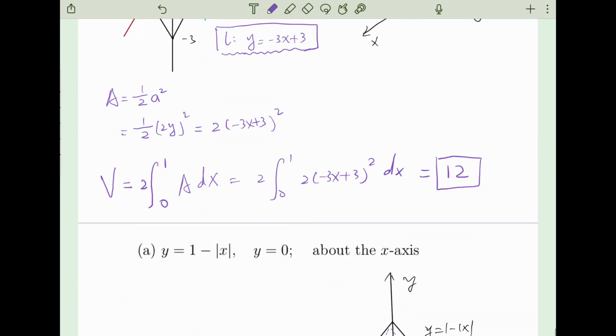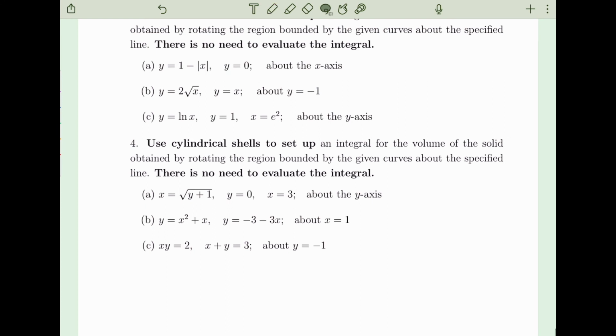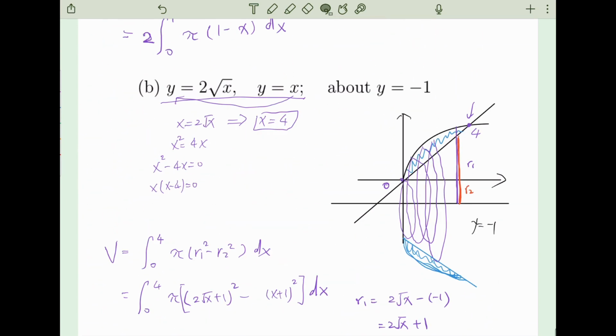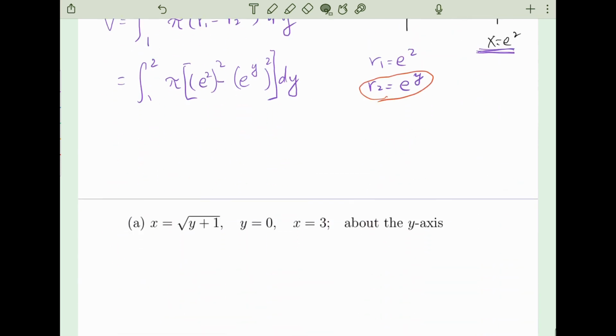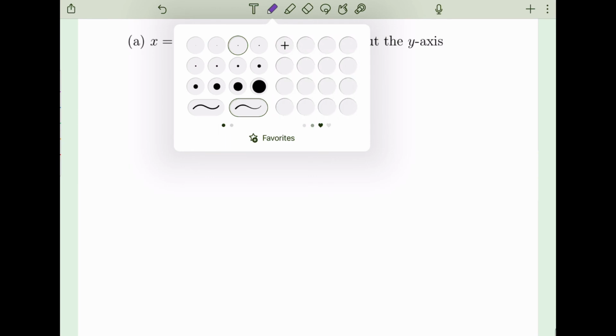And because we may not have enough time, I will skip question C and maybe go over question A here, the fourth question. Okay, it's already here. Use the cylindrical method. So firstly, draw the diagram.